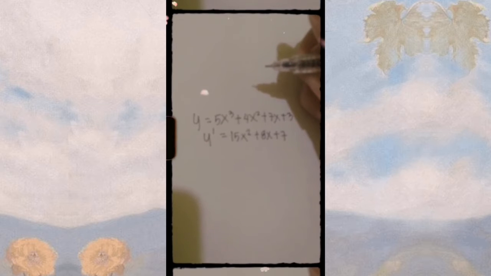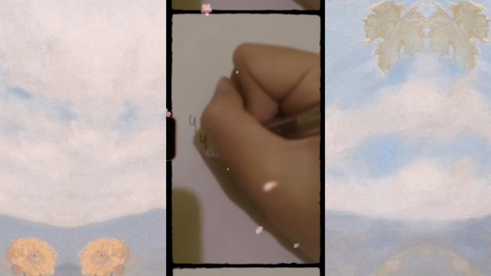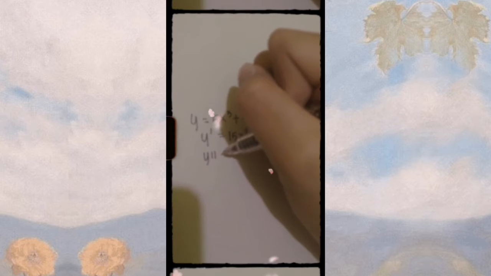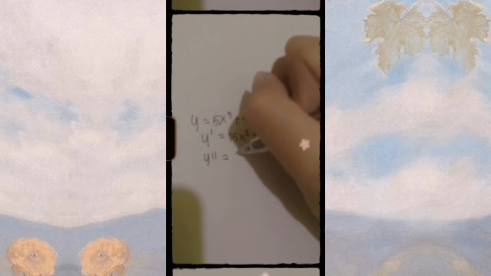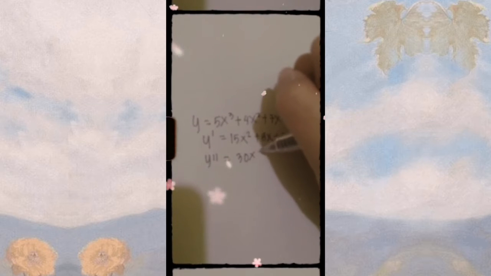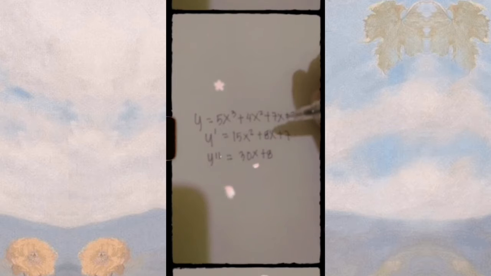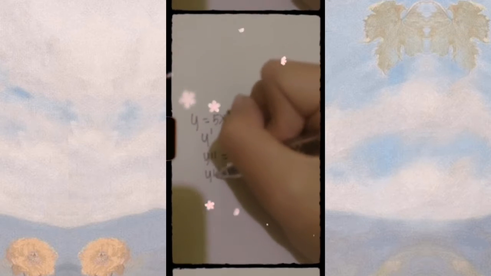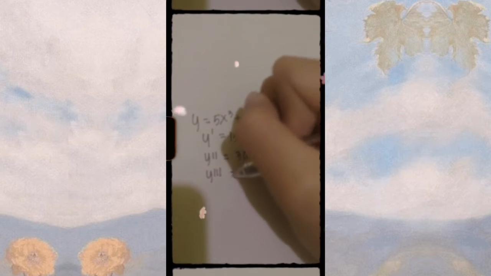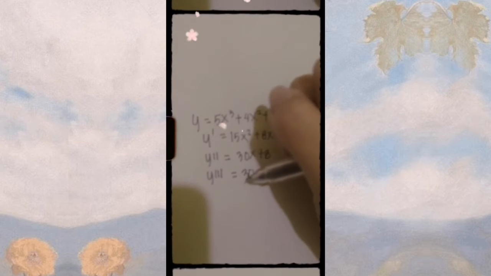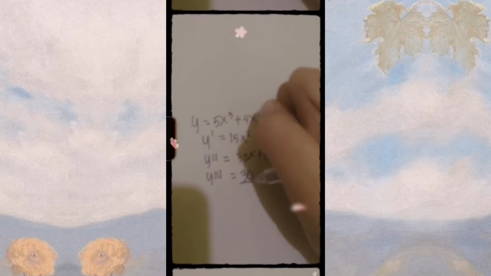Now, the second derivative, or we call it y double prime, again we apply the power rule of differentiation, so this will be y double prime is equal to 30x, then using the power rule, then plus 8. Then the third derivative, or the y triple prime, is equal to 30. So this is our third derivative of the function.